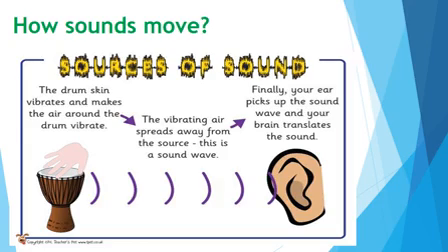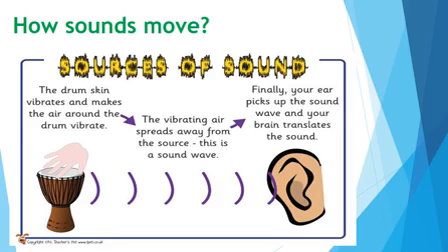And those movements or vibrations produce sound waves. The vibrating air spreads away from the source, which is the drum. This is a sound wave. If you observe the purple curve, these are what we call sound waves. And finally, your ear picks up the sound wave and your brain translates the sound. So when your ear receives the sound, our brain translates what sound it is. In this picture, it is the sound coming from the drum. So the drum is the source of sound.